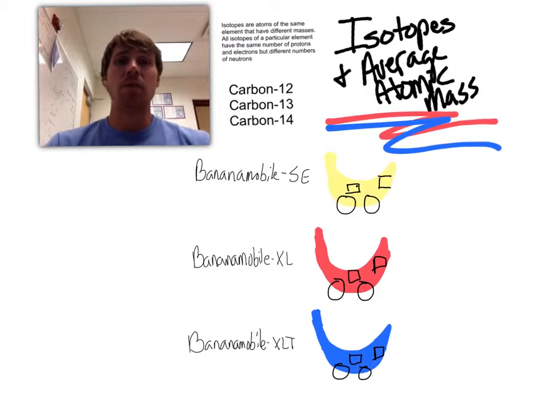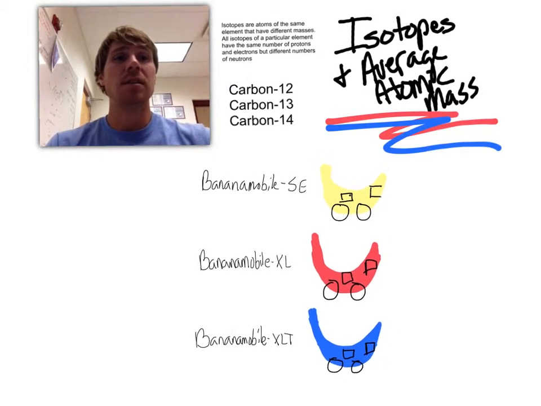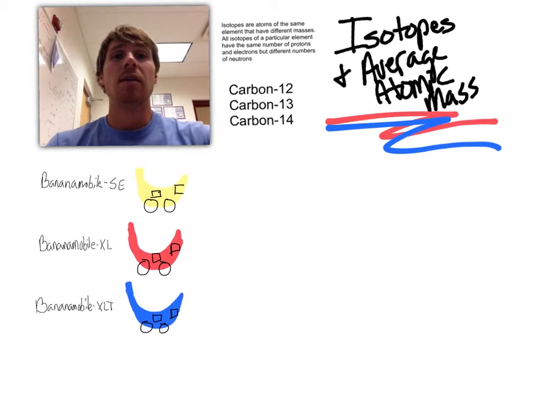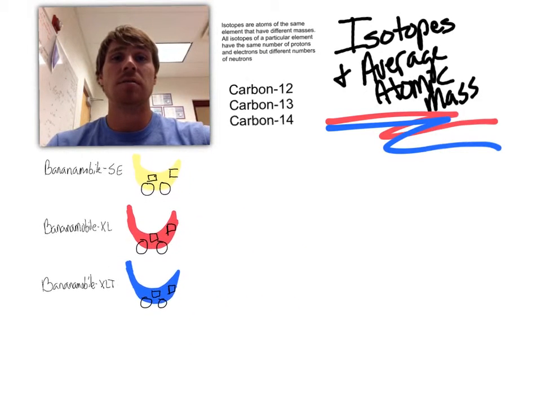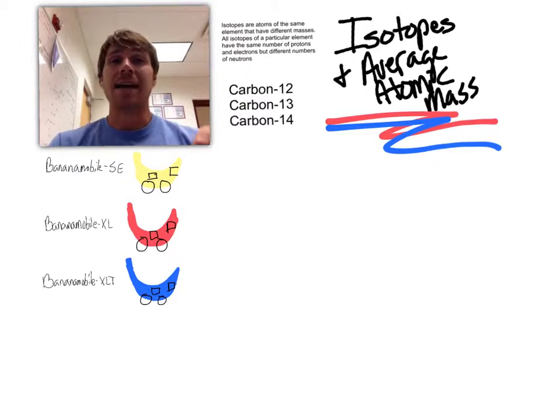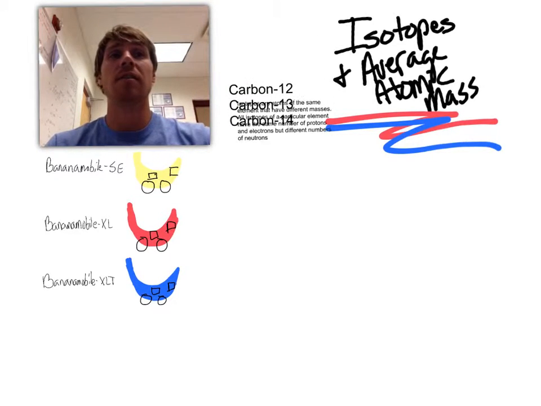So, we're looking at these three different vehicles. They're all Bananamobiles, and what makes them a Bananamobile is this unique banana shape. All three of them have it. The same way that different cars have different models, that's the same thing that's going on with these Bananamobiles. The reason I talk about this is that when we're talking about isotopes, it's the exact same thing except we're dealing with atoms.